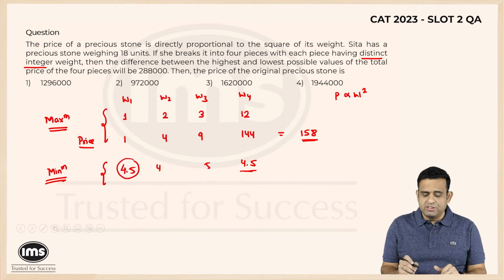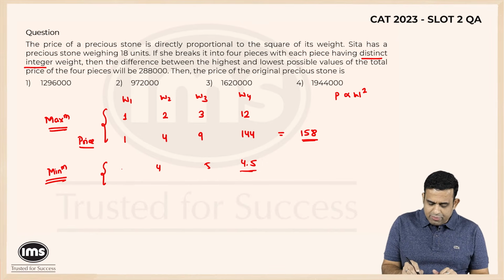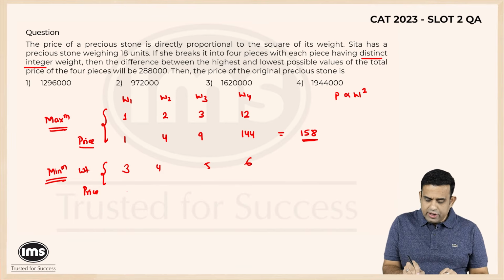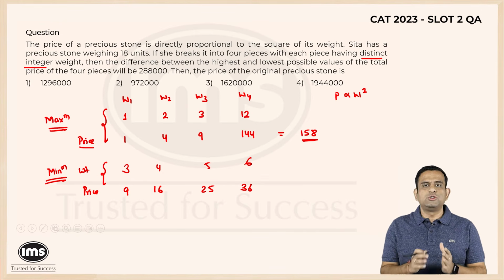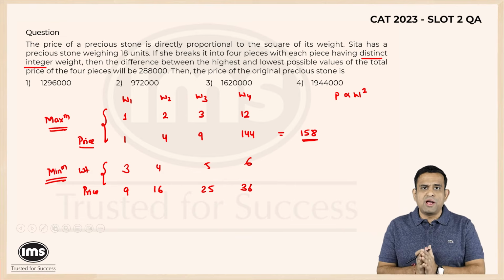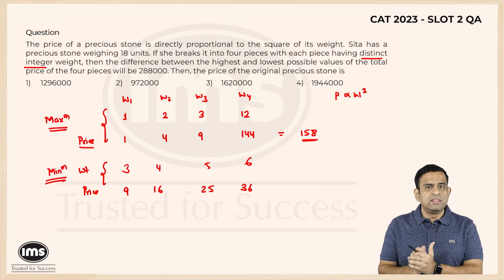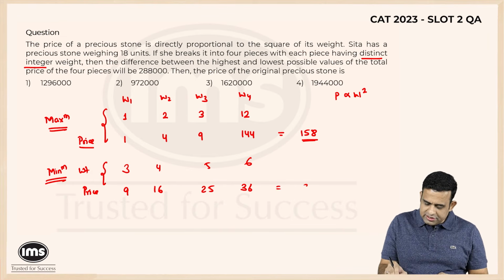So as the total remains 18, this would become a 3. This would become a 6. And the corresponding prices, these are the weights, would be 3 square, 9, 16, 25 and 36. So total, one can say, becomes 9 plus 16 is 25, 25 plus 25 becomes 50, 50 plus 36 equals 86.